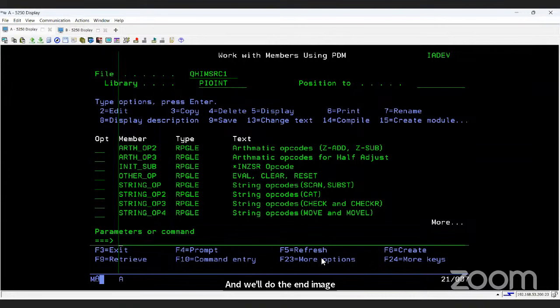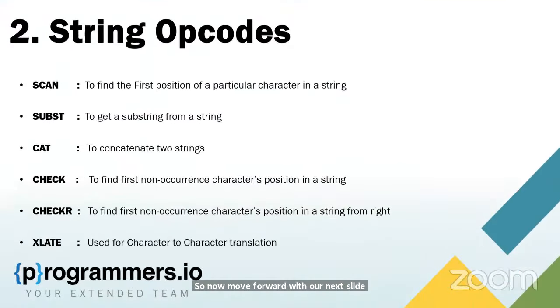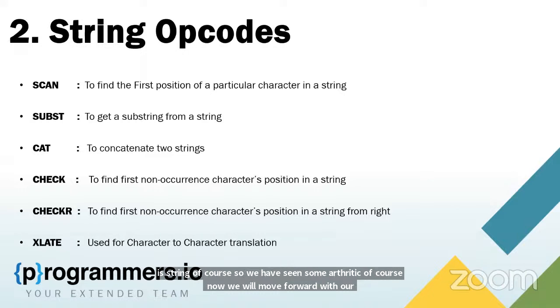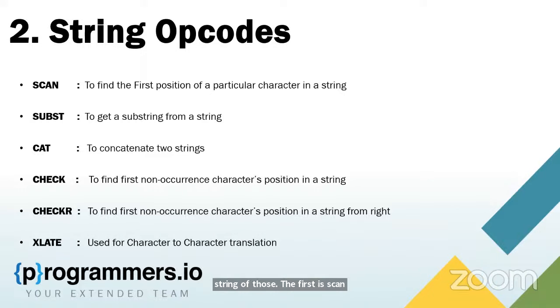So now let's move forward with our next slide, that is string opcodes. We have seen some arithmetic opcodes, and now we will move forward with our string opcodes. The first is SCAN. So what will it do? Whenever we have to find the first position of any particular character in a particular string, then we use the SCAN opcode.